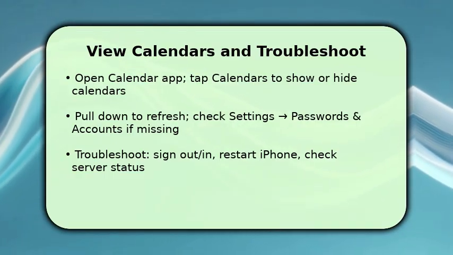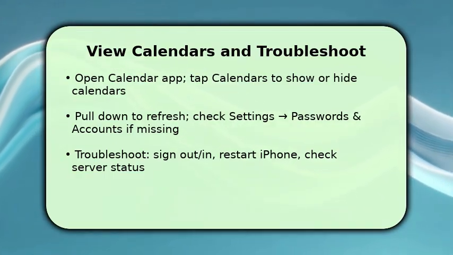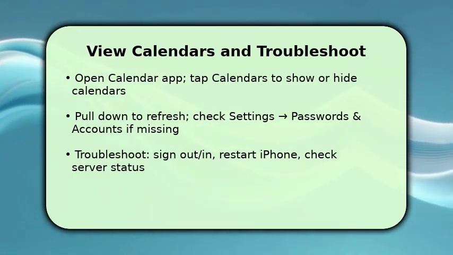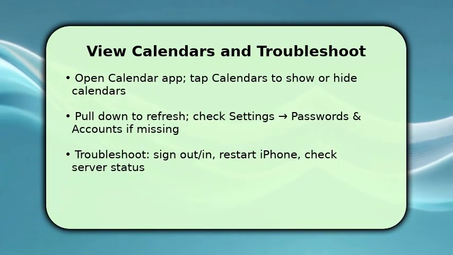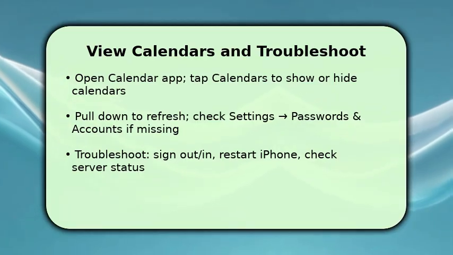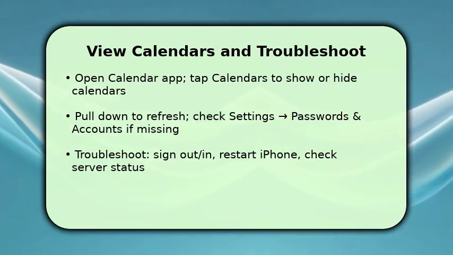If a calendar is missing, return to Settings, Passwords and Accounts to verify the account and calendar's toggle or re-authenticate. If problems persist, sign out and back in, restart the iPhone, and check the account server status. That resolves most sync issues and restores your calendars.